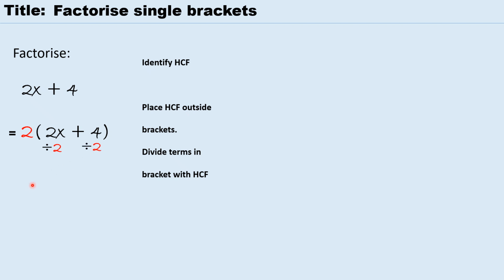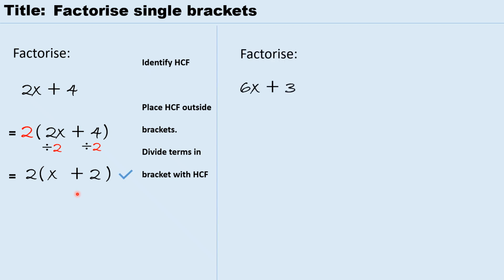Now, this is our answer. 2, open bracket, 2x divided by 2 is 1x, and 4 divided by 2 is 2. And that is your answer. Let's try this one. You can pause the video and give it a go.